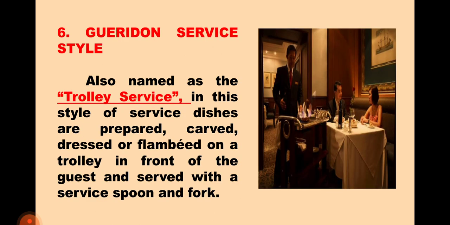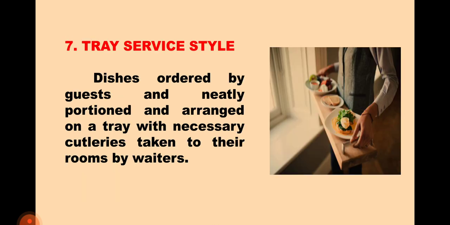Sixth is the Gueridon service, also named the trolley service. In this style of service, dishes are prepared, carved, dressed, or flambéed on the trolley in front of guests and served with the service spoon and fork. A showcasing kind of service style where the waiter will demonstrate or do cooking magic in front of the guest and serve.